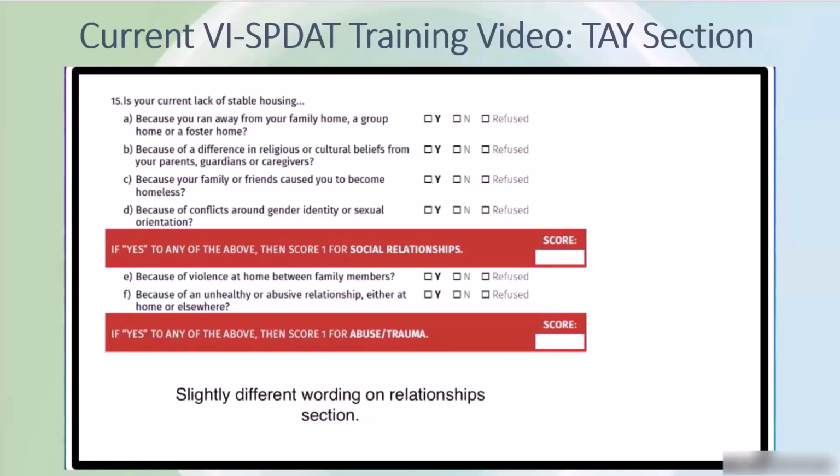E, because of violence at home between your family members. F, because of an unhealthy or abusive relationship, either at home or elsewhere. So the wording on these are slightly different in this section as well. So if yes to E or F, then we're going to score a 1 for abuse and trauma.